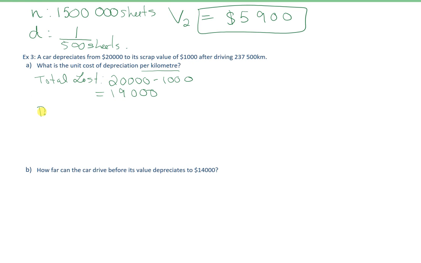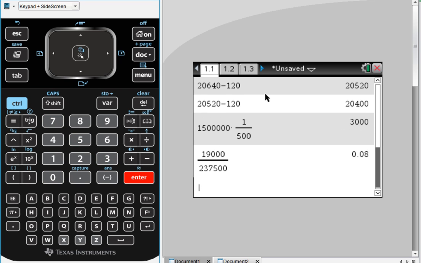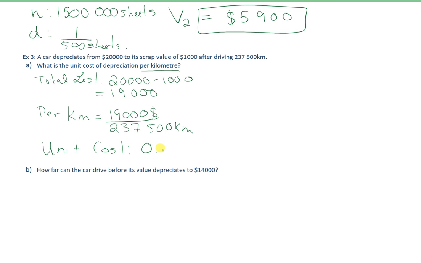Okay. Now if I want to think about that per kilometer, that's $19,000 divided by, so again dollars, the number of kilometers. So my unit cost, if I actually do that division, 19,000 divided by 237,500, I get 0.08 dollars. Okay. So you can either think of that as $0.08, or you can think of that as 8 cents per kilometer. So that's the way to reason through it.